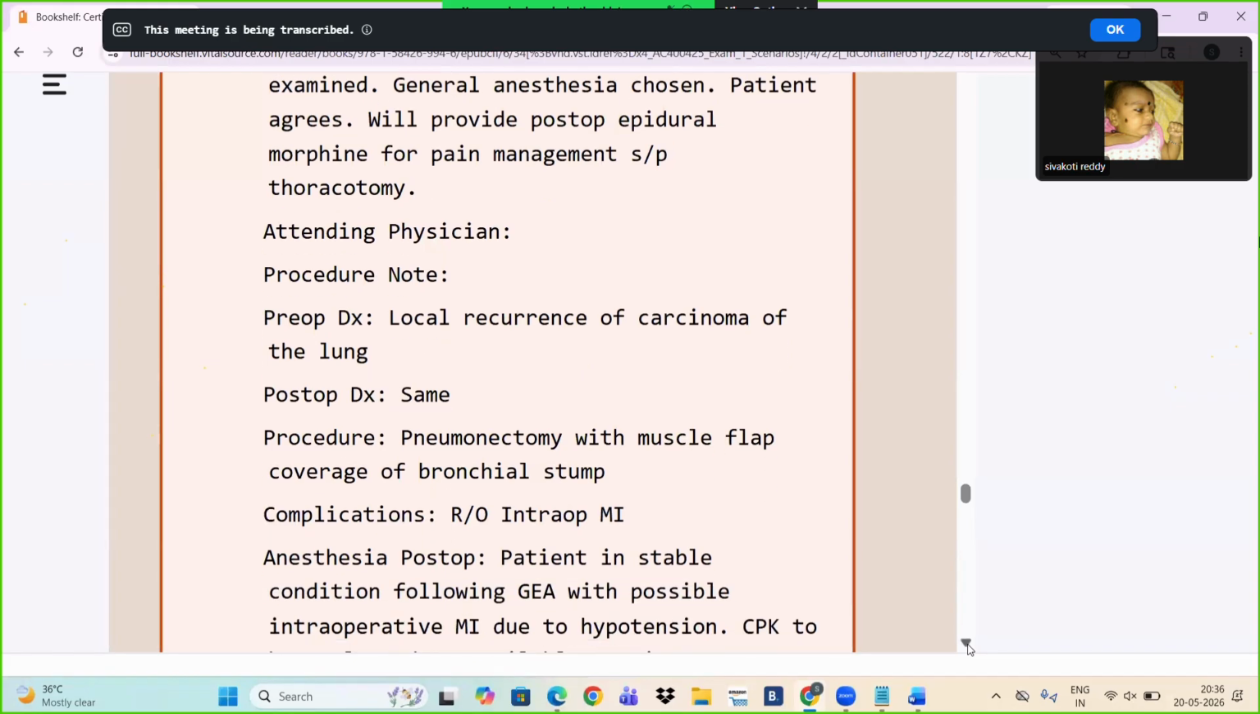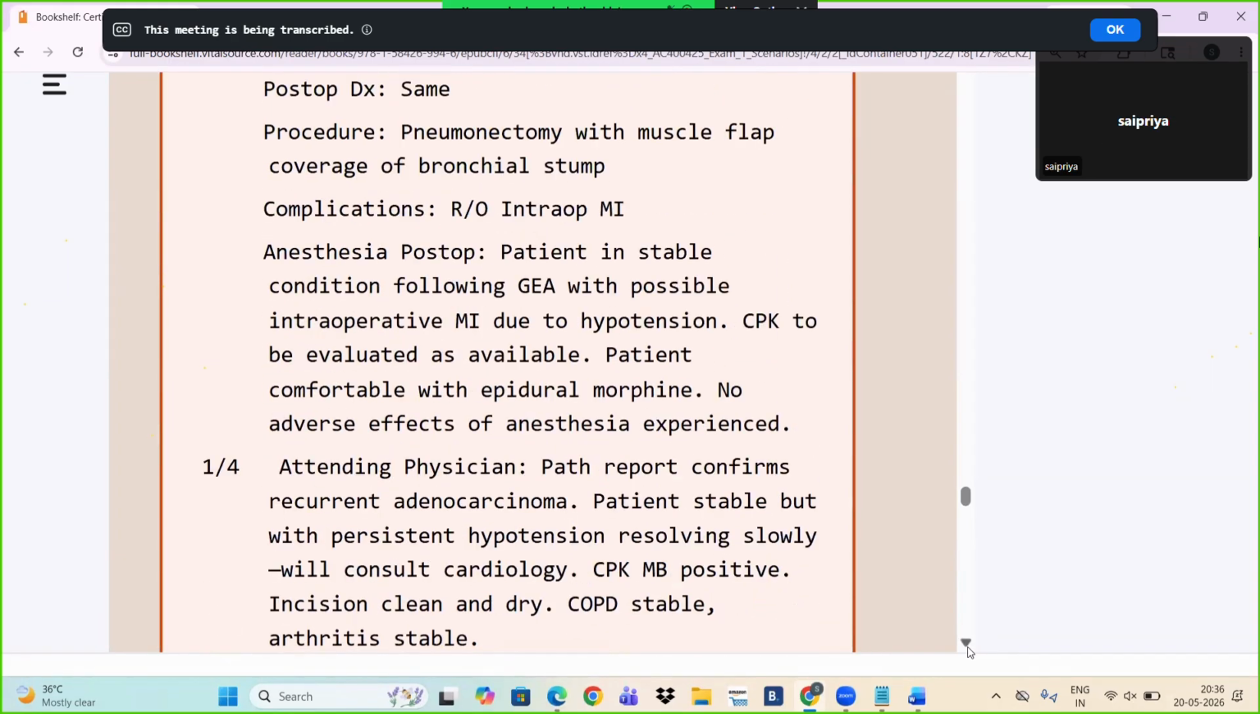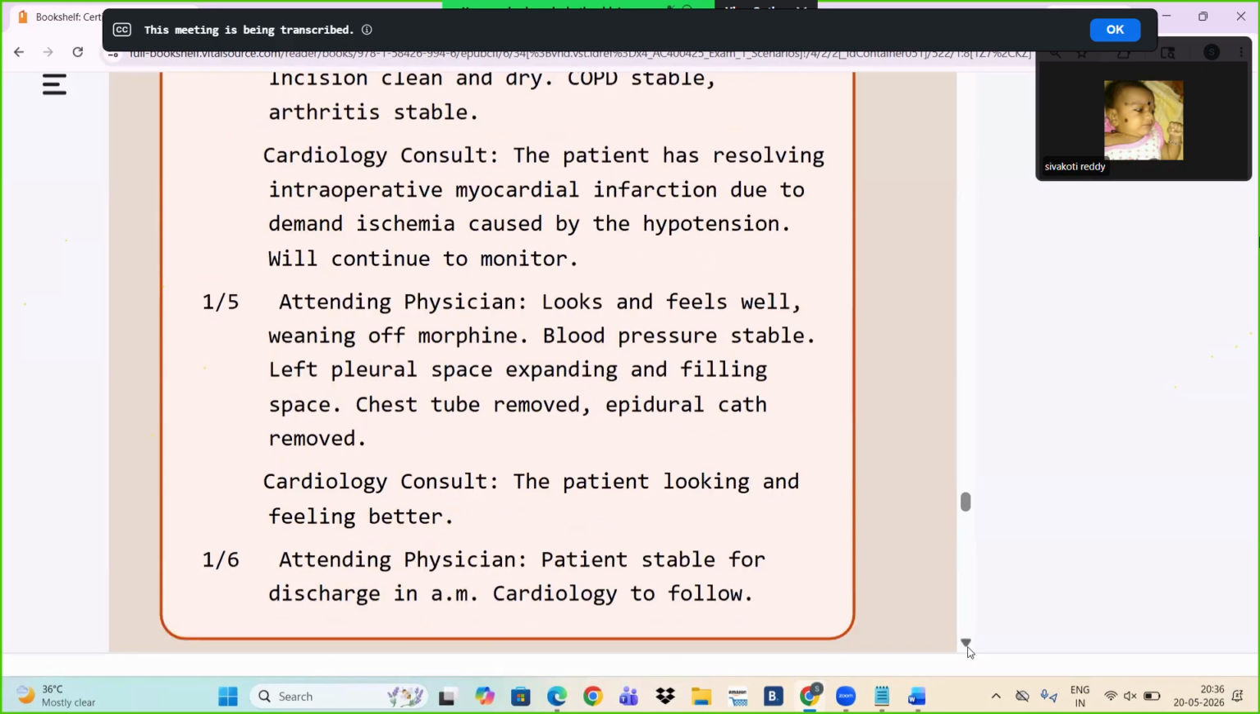Multiple choice questions are paragraph type, 4 to 5 lines. Case studies you will get documentation-wise.